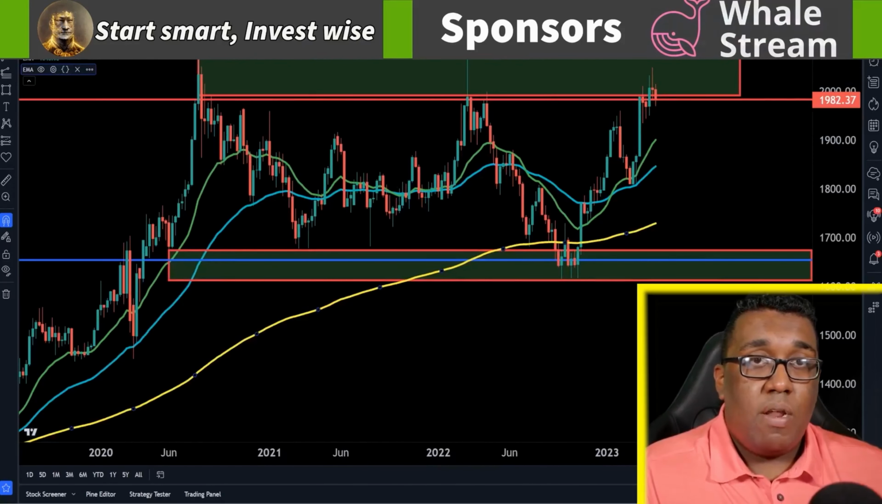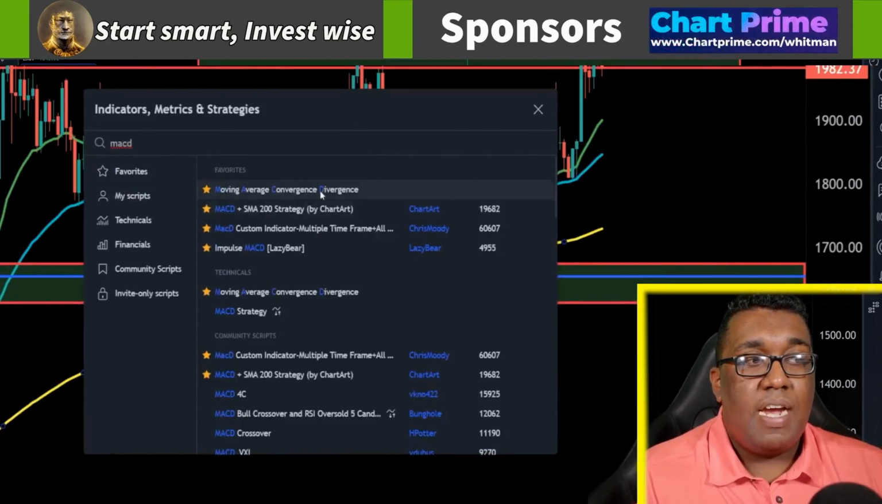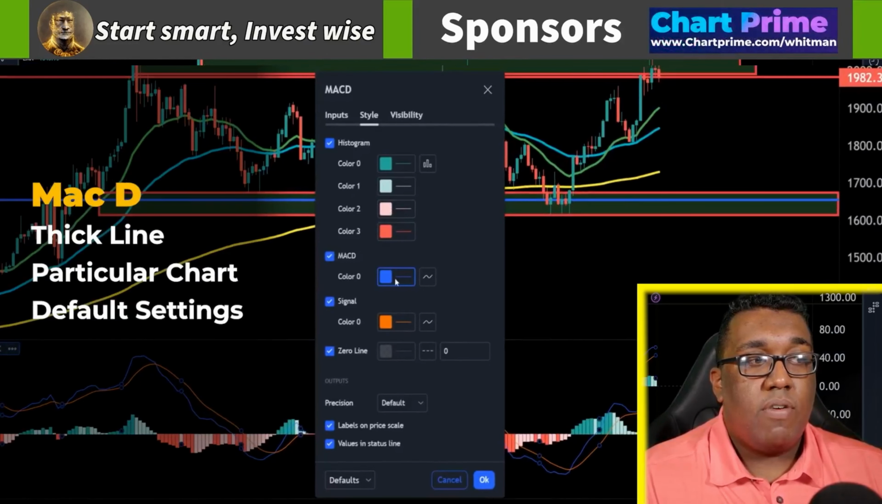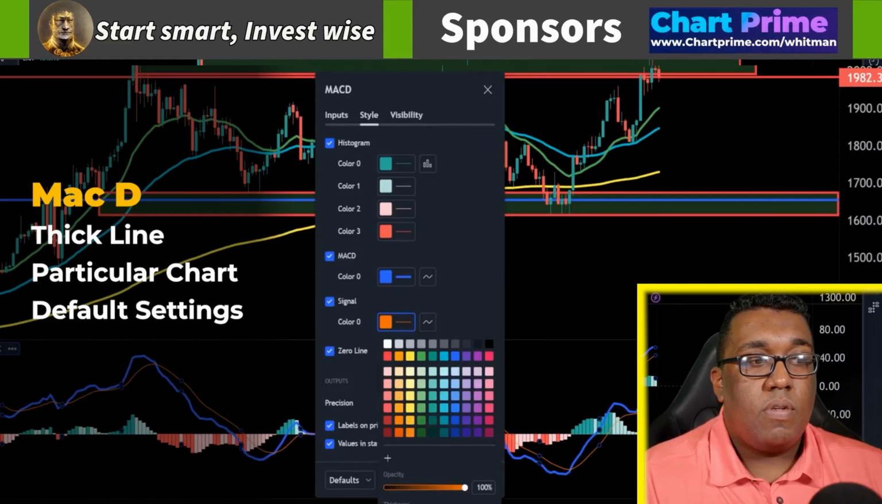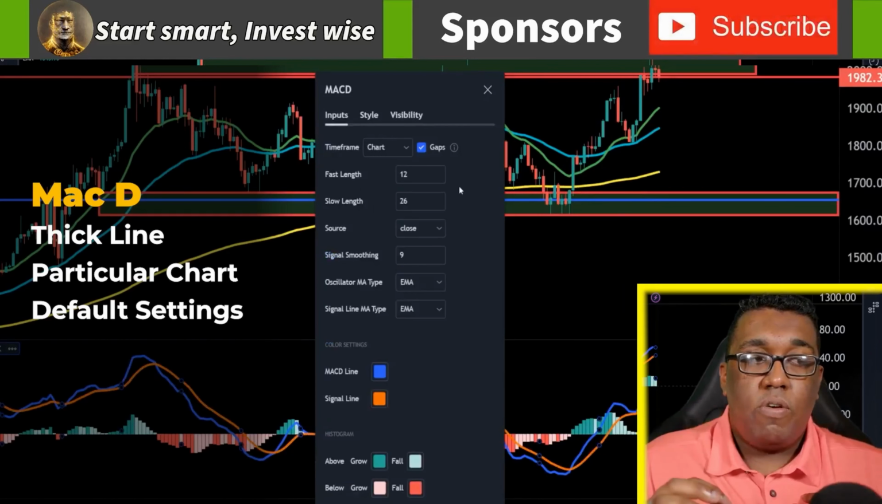Now we're going to need to add on a MACD and a few other things. So let's go over here, MACD, moving average convergence divergence. Click on this once, make the lines thicker as always. And for the inputs, we're going to be using this particular chart because we're going to have two on this layout. This one's going to be set to 12/26/9. The default settings, you guys don't have to change a thing as far as the numbers on this one.